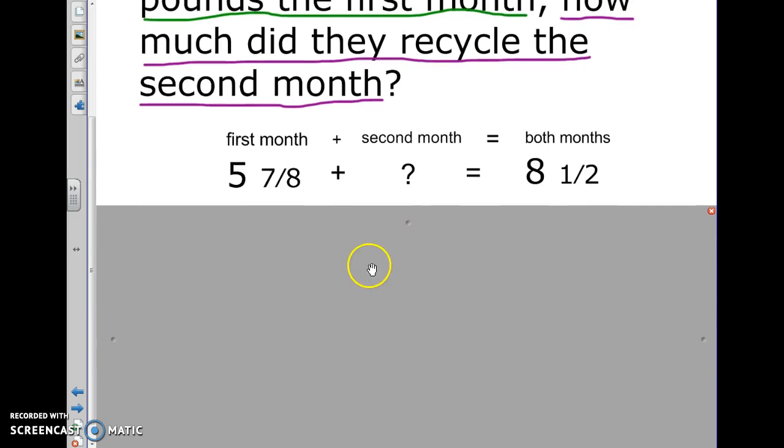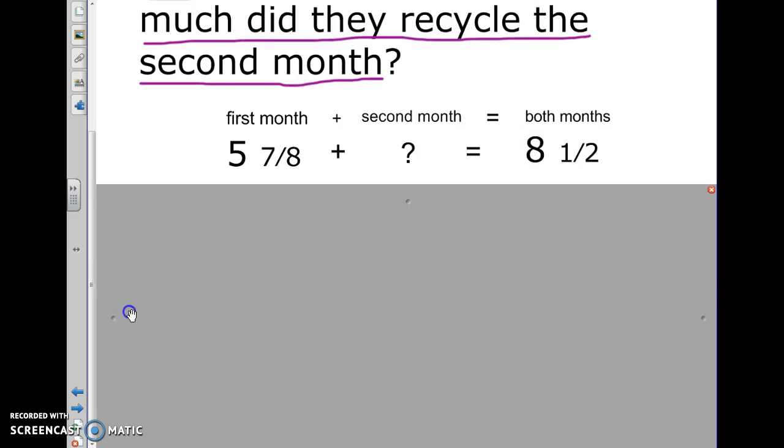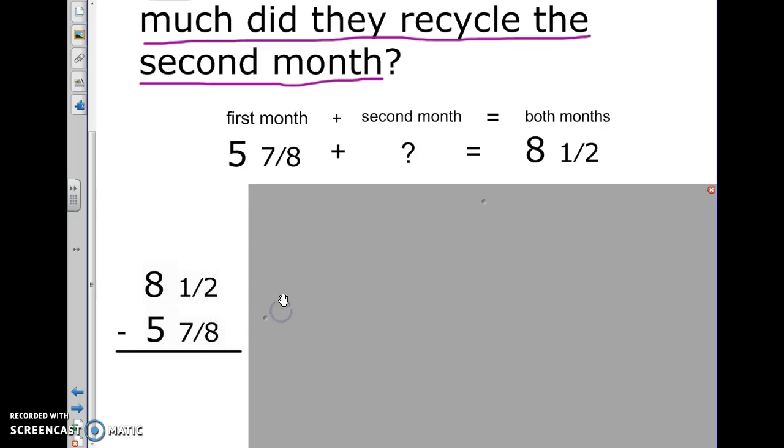So the information we're given is the first month they recycled 5 7/8 pounds of paper, and that plus the second month, which we're not given, equals the total of both months, which was 8.5 pounds of paper. So knowing that addition and subtraction are inverse operations, if I know that 5 7/8 plus what equals 8.5, then that means 8.5 minus what equals 5 7/8, or 8.5 minus 5 7/8 equals what, which is the second month of recycled paper. So that's exactly what I'm going to do right here.